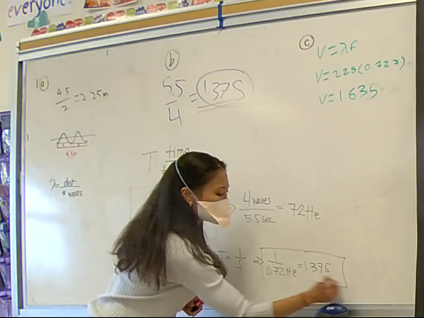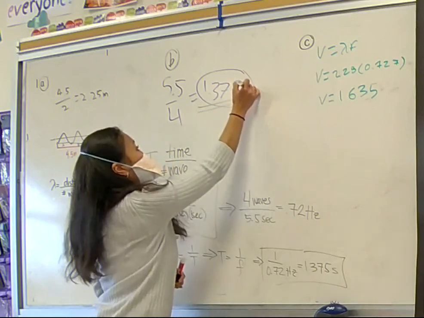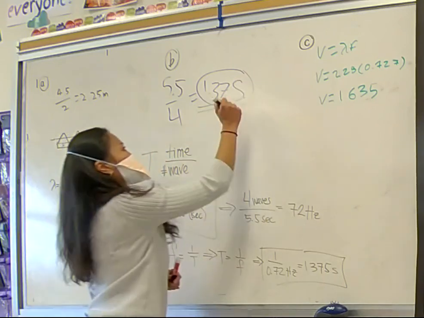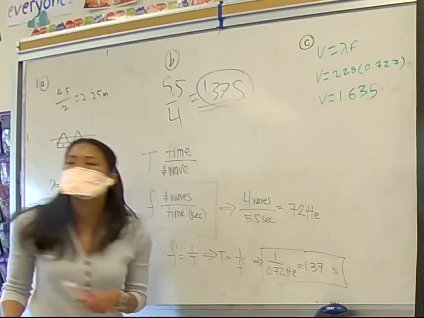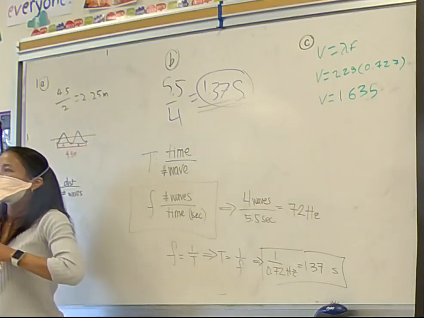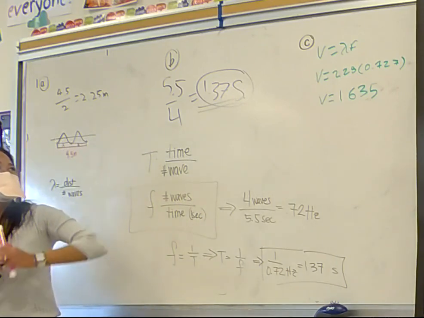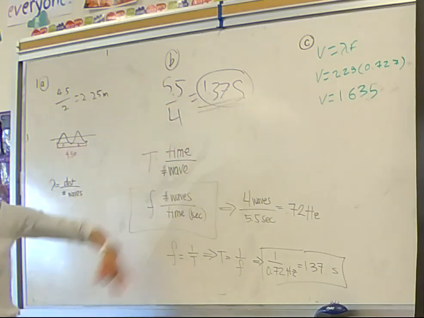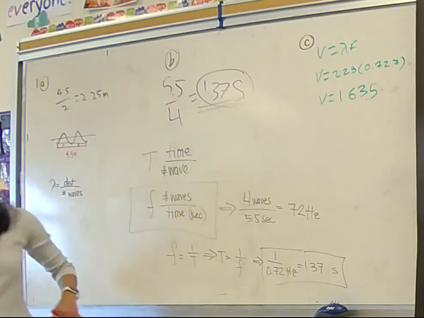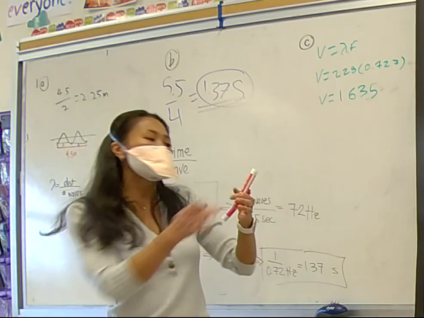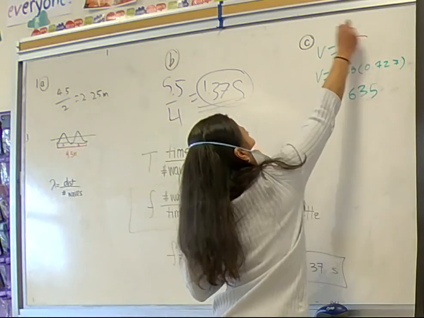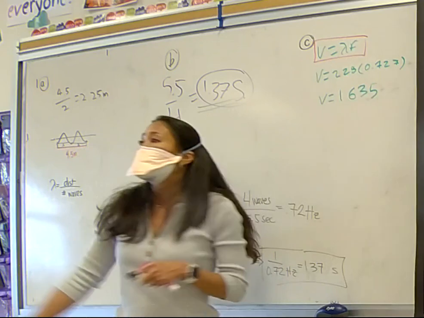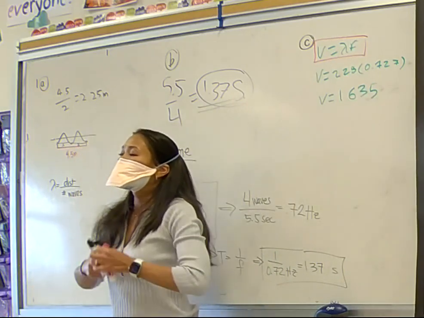You need to include your units if you want full credit. Oh, I see. Oh, that is a second, right? 1.37 seconds, sorry. Include your units the way this student did, in seconds. Any questions on B?